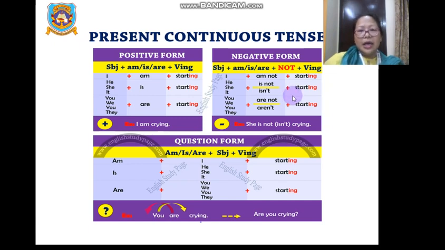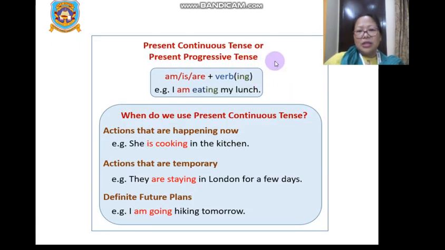Alright? Now present continuous tense, we also call it present progressive tense. When do we use it? For actions that are happening now. She is cooking in the kitchen, so the action is happening now. Actions that are temporary, that means not permanent. They are staying in London for a few days. It's a temporary arrangement, a temporary action.